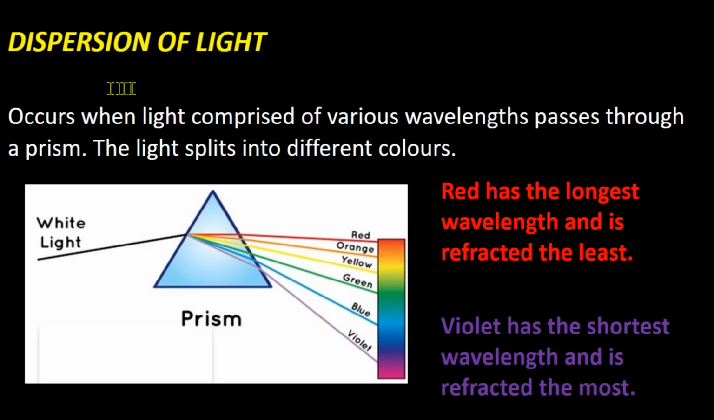Dispersion of light occurs when light comprised of various wavelengths passes through a prism. The light splits into different colors. White light, for example, is made up of all the colors of the rainbow: red, orange, yellow, green, blue, indigo, and violet. As the white light enters the prism, we can see that it is being refracted but also dispersed into the different colors. As the light ray exits the prism, it is being refracted again. Because red has the longest wavelength, it is refracted the least, and because violet has the shortest wavelength, it is being refracted the most. This is called dispersion.